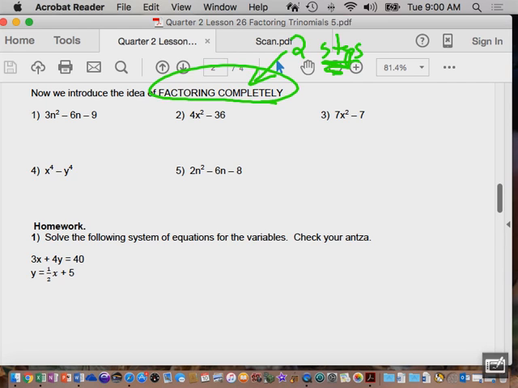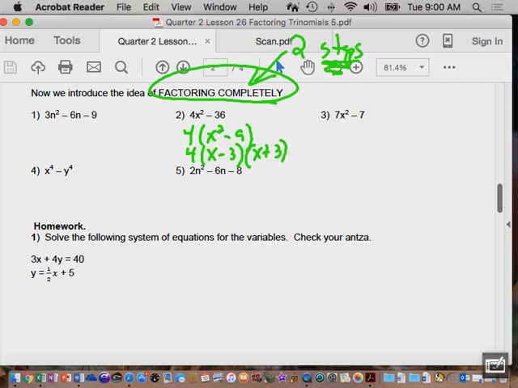A really good example of that would be number 2, akin to what we were just doing. Is there a common factor in number 2, yes or no? Yes, what is it? 4. 2 is a common factor, but it's not the greatest one. So it's 4 times x squared minus 9. Now, factor x squared minus 9. 4 times x minus 3, x plus 3. That's right.